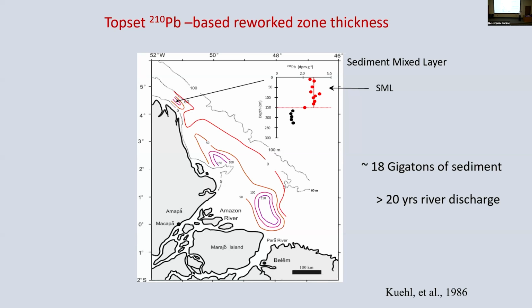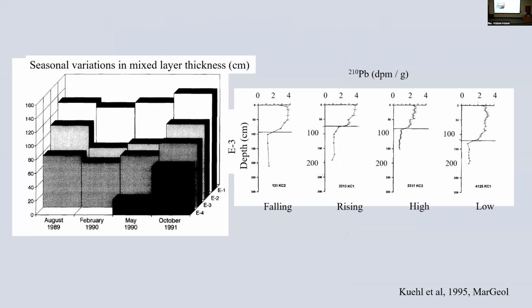And now if you just measure the volume of sediment in here, it's about 18 gigatons of sediment. And the input from the Amazon is a little less than a gigaton a year, maximum, maybe 600 million metric tons. So you have over 20 years of river discharge locked up into this volume of sediment that's being reworked. That's the incinerator of carbon.